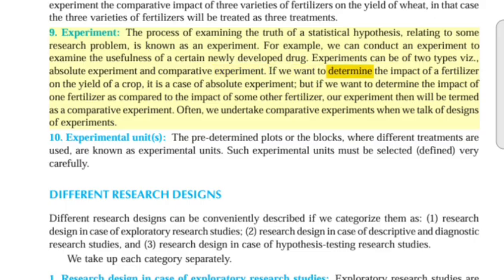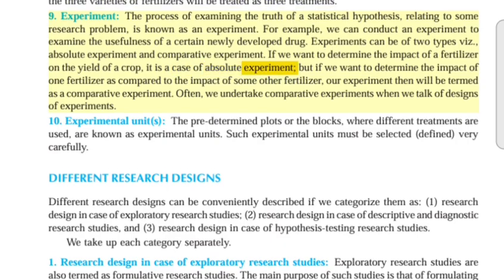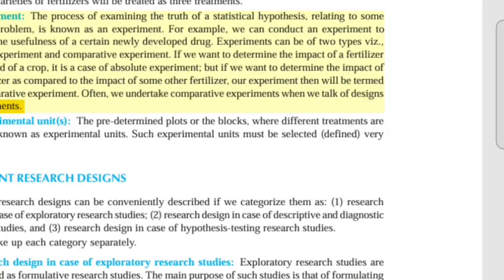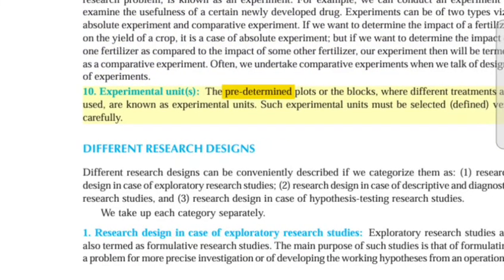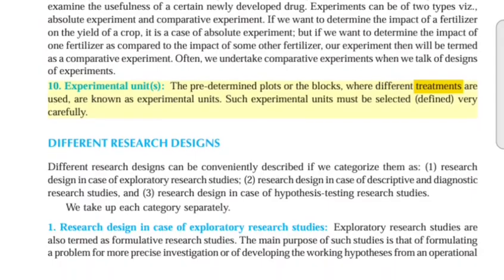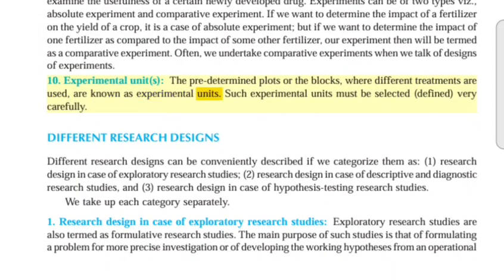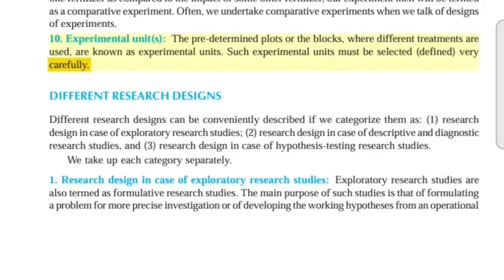If we want to determine the impact of a fertilizer on the yield of a crop, it is a case of absolute experiment, but if we want to determine the impact of one fertilizer as compared to the impact of some other fertilizer, our experiment then will be termed a comparative experiment. Often, we undertake comparative experiments when we talk of designs of experiments. 10. Experimental units. The predetermined plots or the blocks, where different treatments are used, are known as experimental units. Such experimental units must be selected and defined very carefully.